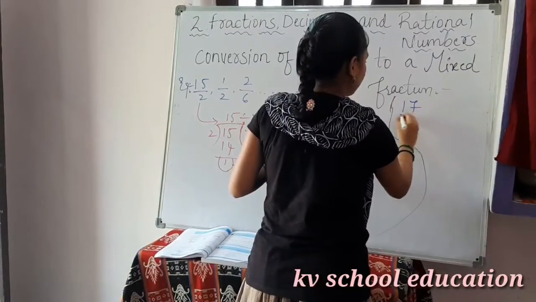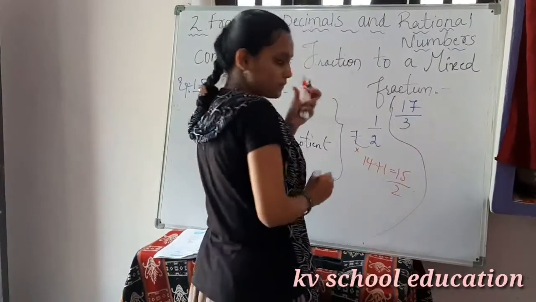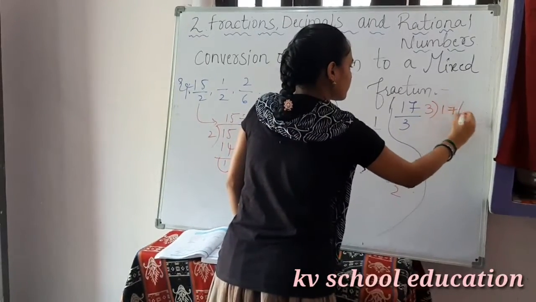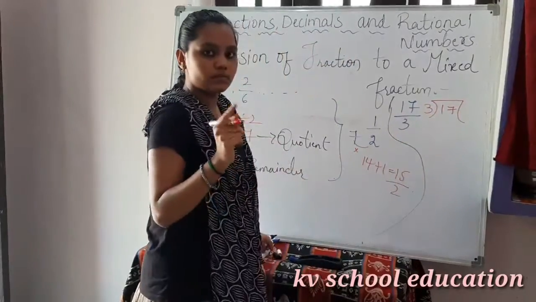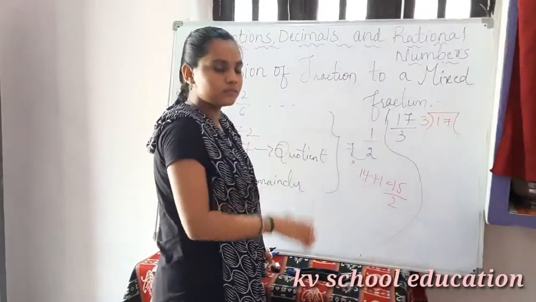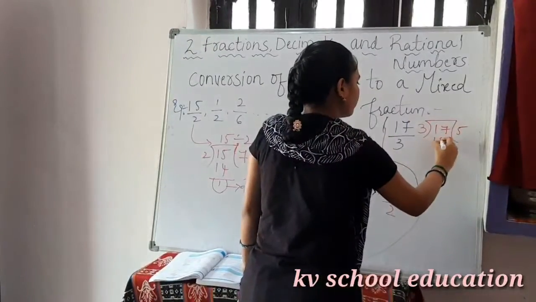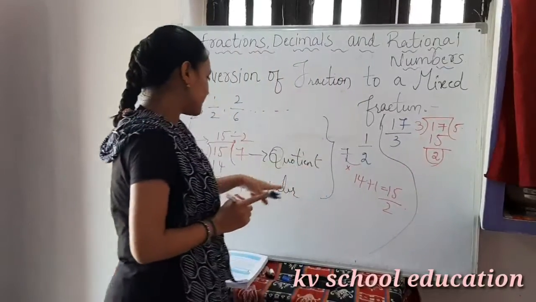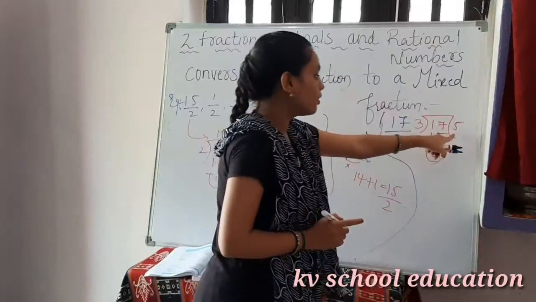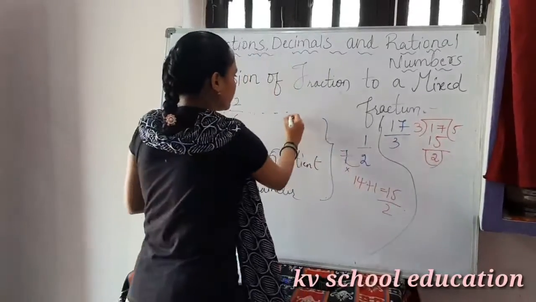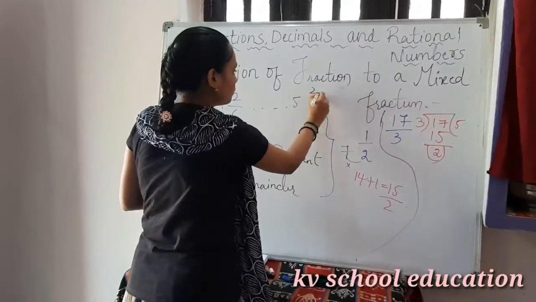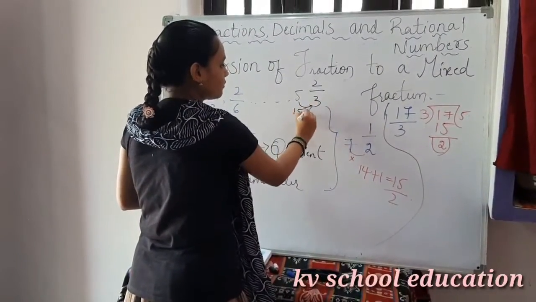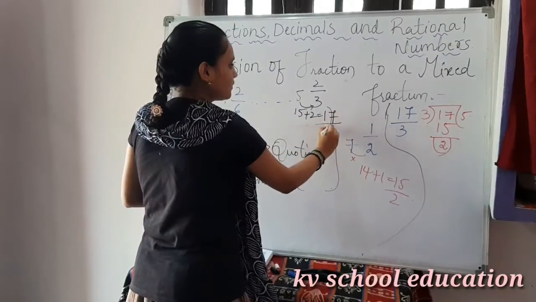So now 17 by 3. We will see. In the 3 table, 17 is not possible. We will just take the nearer number. So 3 fives are 15. The remainder is 2. The quotient is 5. So as I said before, we should take the whole number as the quotient. So here 5, remainder 2 by 3. So here we will check. 5 3s are 15. 15 plus 2 is 17 by 3. So this is correct.